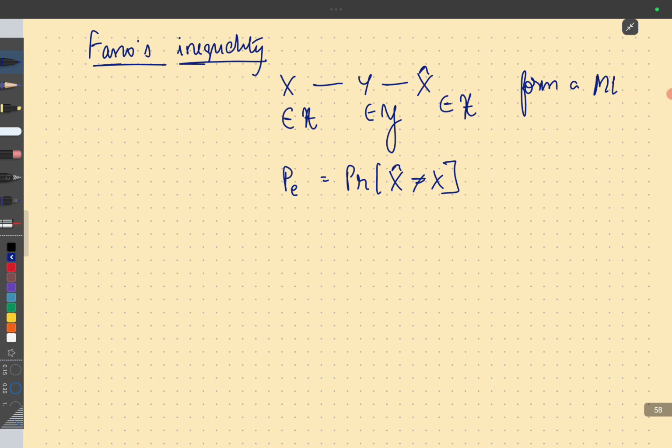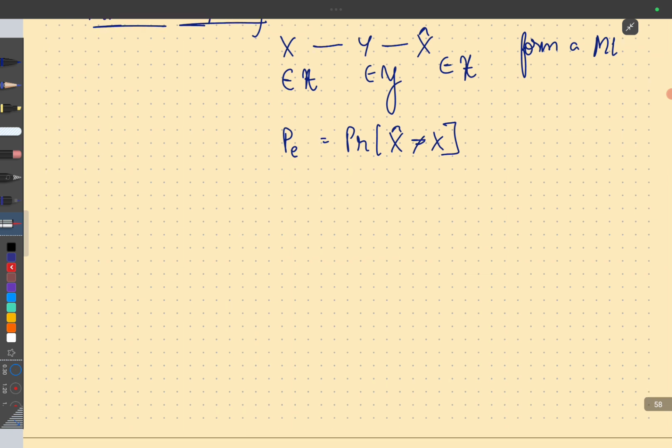In addition, x hat and x are drawn from the same alphabet. There is no assumption on how the joint distribution of x and y should look. There is no assumption on the joint distribution between y and x hat. It could be anything. Also, x hat need not even be a deterministic function of y. That's the very general setup.